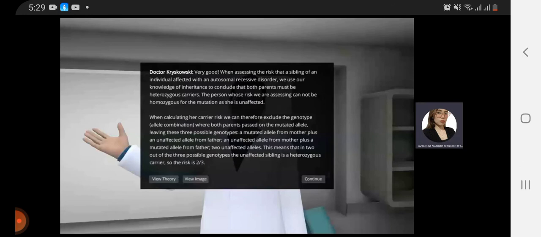Very good. When assessing the risk that a sibling of an individual affected with an autosomal recessive disorder is a carrier, we use our knowledge of inheritance to conclude that both parents must be heterozygous carriers. The person whose risk we are assessing cannot be homozygous for the mutation, as she is unaffected.